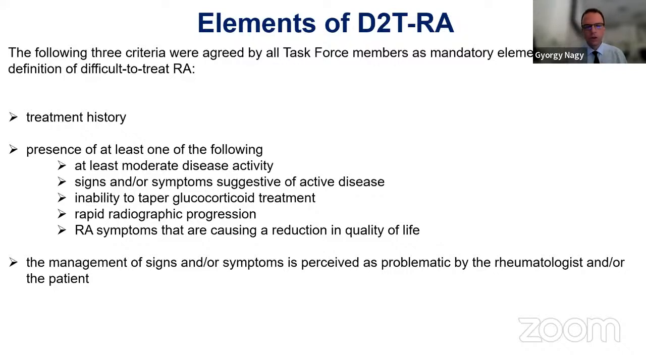We tried to include those patients who have non-inflammatory symptoms. And from the very beginning, we thought that it will be very important to really catch the problematic patients based on the opinion of either the rheumatologist or the patient. So basically, I will go through the terminology, the underlying factors, very shortly the results of an international survey, the definition, the newly published guidance, and some aspects of the JAK inhibitors in rheumatoid arthritis.